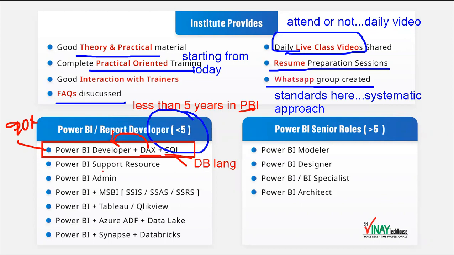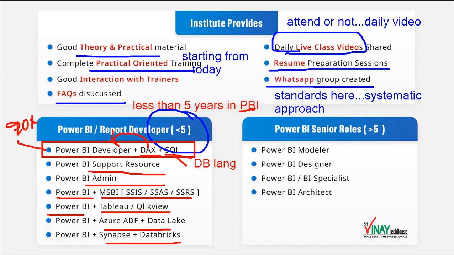But a few companies are recruiting for support resource and admin resource opportunities. You can also try MSBA components plus Power BI, Tableau or QlikView plus Power BI, Azure or Data Lake plus Power BI, and Synapse or Databricks with Power BI. Some companies are recruiting, so for less than 5 years these are the opportunities available. Confidently you can try. So what if you want to go for more than 5 years? These are the opportunities available.